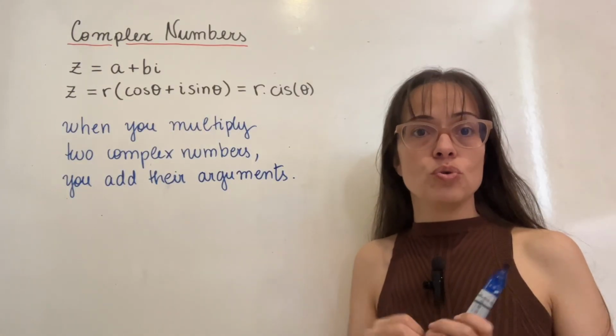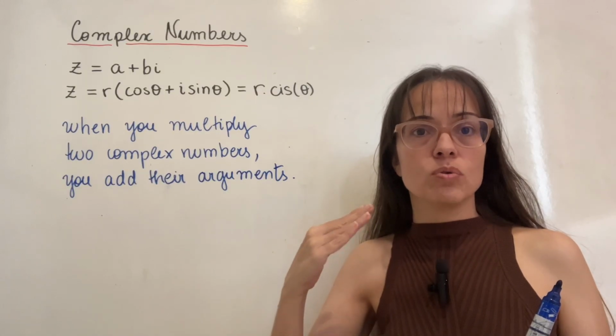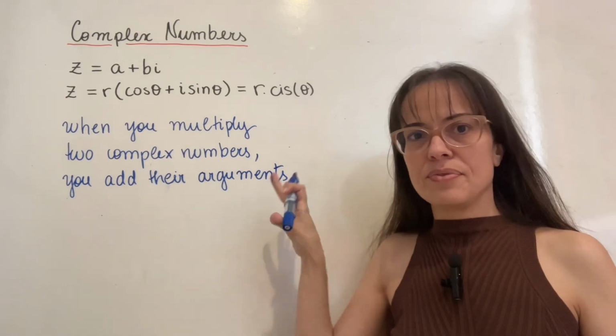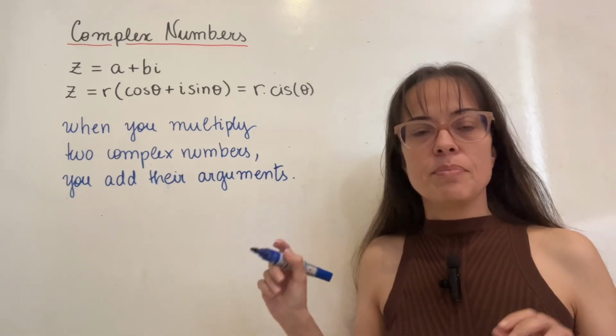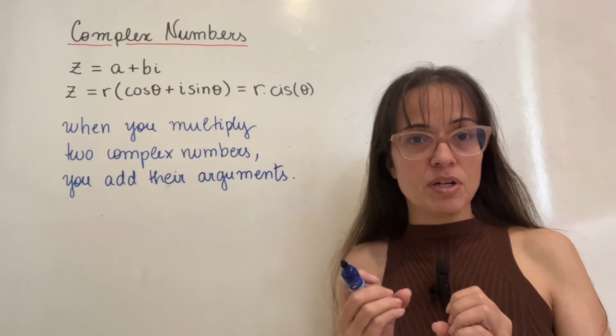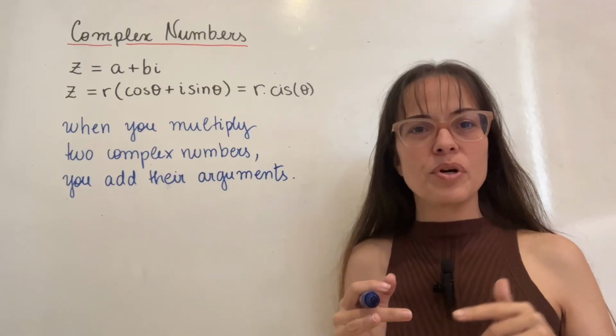When you multiply two complex numbers, you add their arguments, which are the angles of rotation of the two complex numbers. Now, I want you to just look at this sentence carefully for a minute, because we've seen something like this before. When you multiply two complex numbers, you have to add their arguments. Try to remember where you've seen this before.